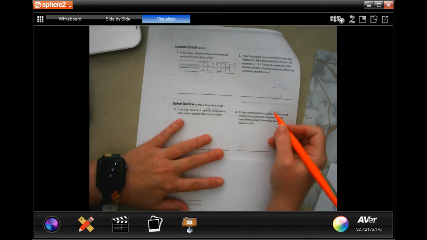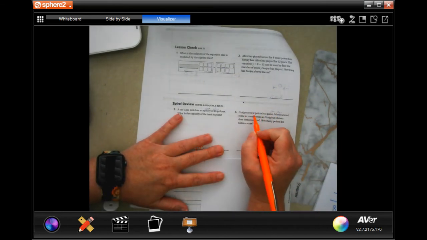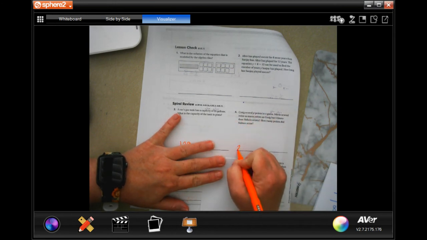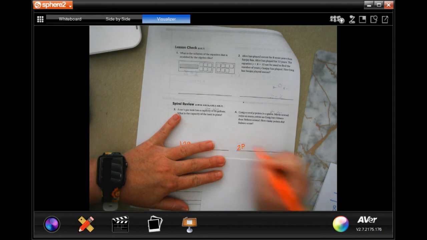Okay, so Craig scored P points. Marla scored twice as many points as Craig, so 2P. But 5 fewer than Nelson. Well, in order to get to Nelson's, I have to add 5. That's it, guys. All done.